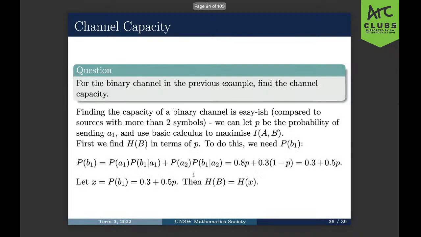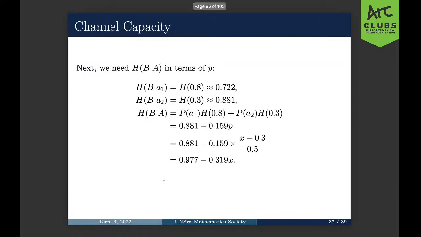So we set x equals 0.3 plus 0.5p, so p is going to be (x minus 0.3) divided by 0.5, exactly here. And you get 0.977 minus 0.319x. You might see a discrepancy here, like timesing by 2, but that's because I'm omitting a lot more of the decimal places here. So these are not exact values, I just truncated them to make it look nicer.